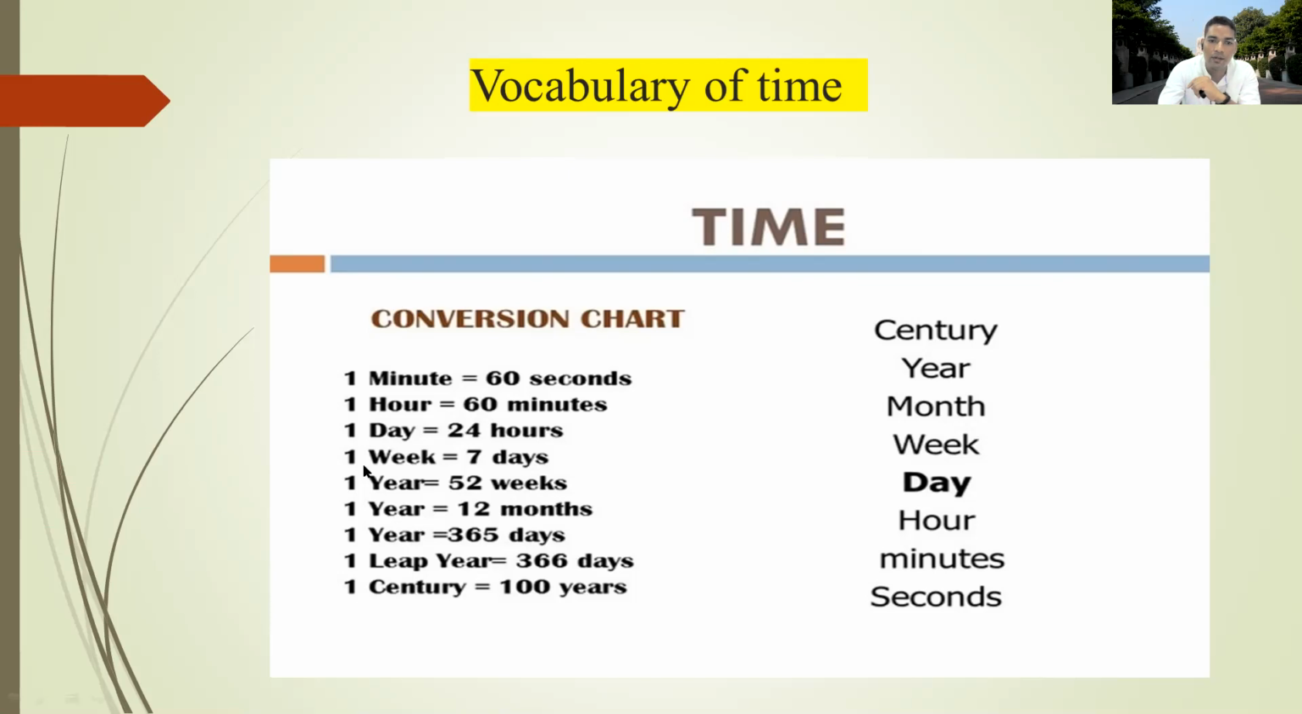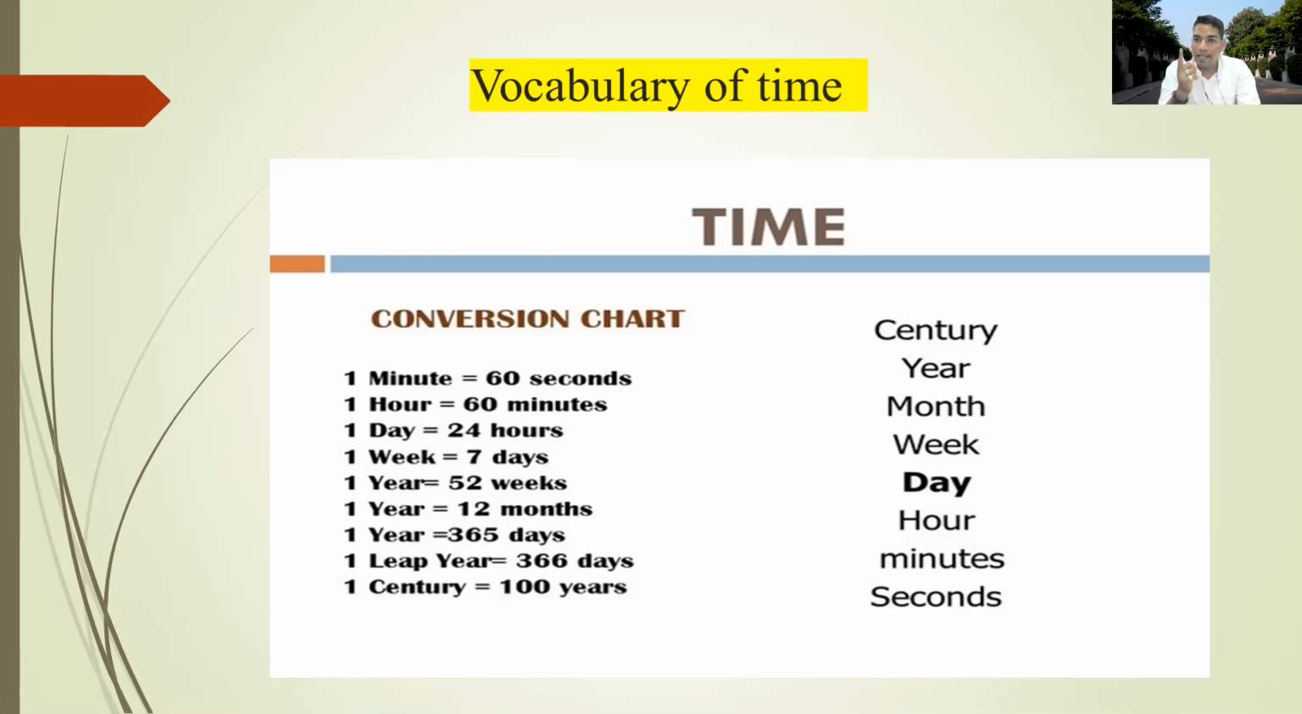1 week is written here. 1 week means 7 days. 1 week equals 7 days. Also we can say 7 days equals 1 week.